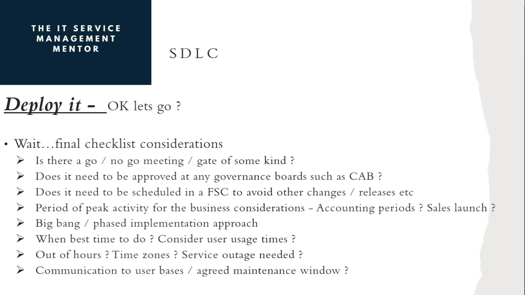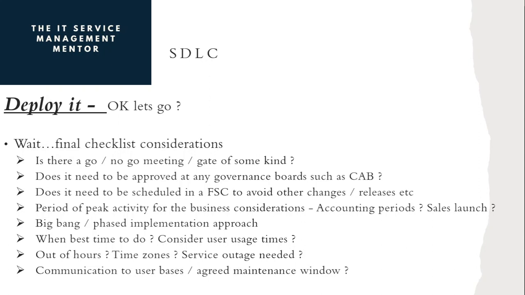And then the implementation approach. Do you go the big bang approach, or do you do a phased or a staged deployment of this? Is it by country or by region or by continent or by office or by zone, whatever it may be? And then when's the best time to do it?